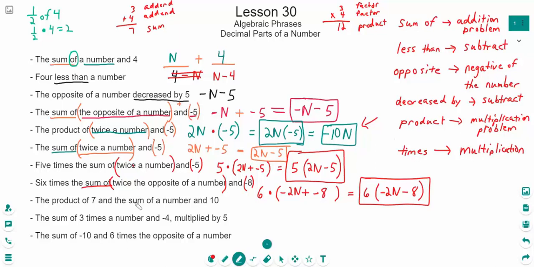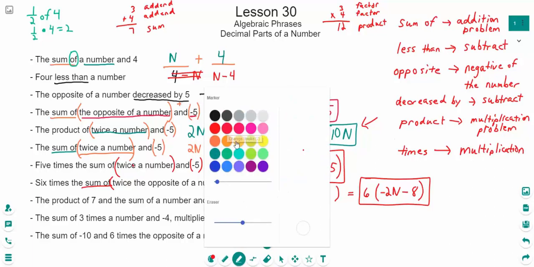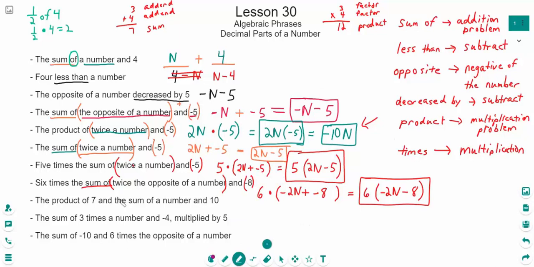The product of 7 and the sum of a number and 10. Go ahead and try this one on your own, and then we'll do it together. All right, so the product of 7 and the sum of a number and 10. All right. Well, we're talking about the product again. I'll go to a different color here. Oh, let's see. We haven't done a purple for a while. Let's do purple. So the product of 7 and the sum of a number and 10.